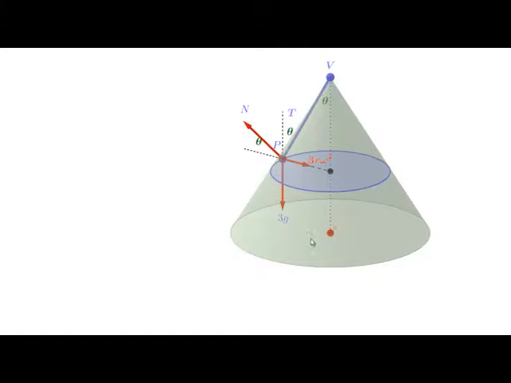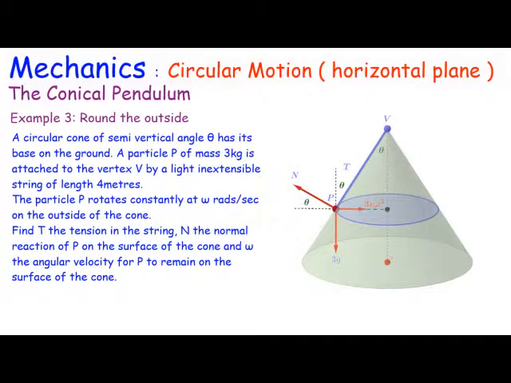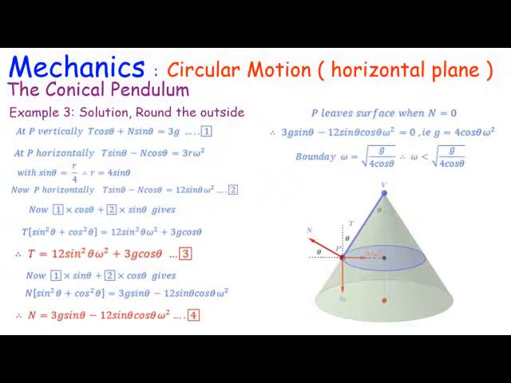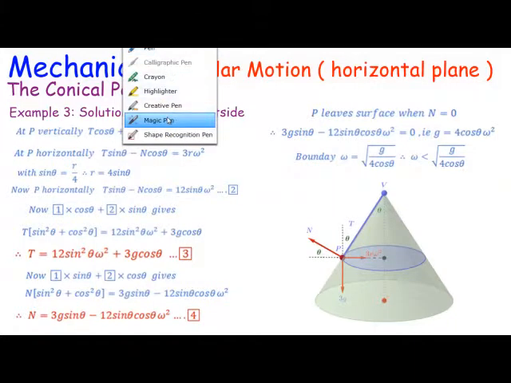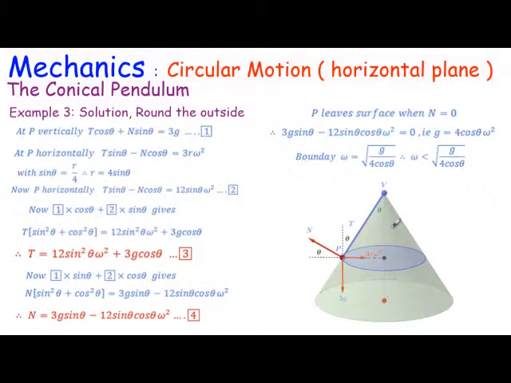Okay, so let's go back and have a quick look at how we do this. We're going to find T, N, and the angular velocity for it to remain on the surface. Now, how do we do it? Well, we have to resolve the forces, as I was saying again. We're going to resolve them horizontally and vertically.